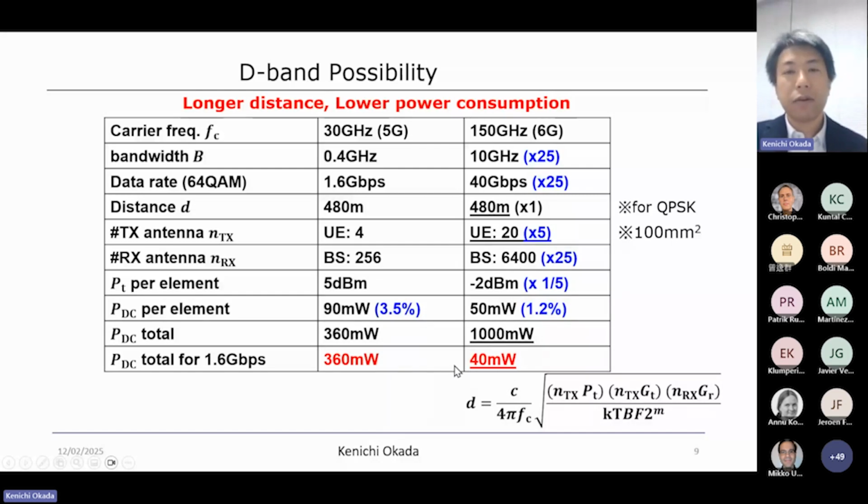is required. So what I want to say here is that even longer communication distance and longer power consumption can be achievable using this kind of D-band frequency. So yeah, actually this is based on the real CMOS design.